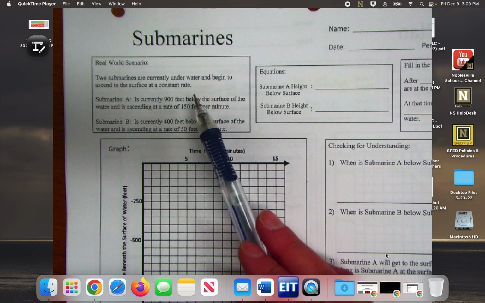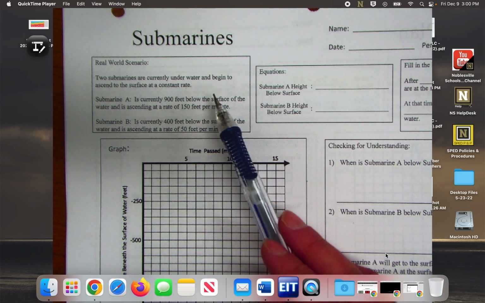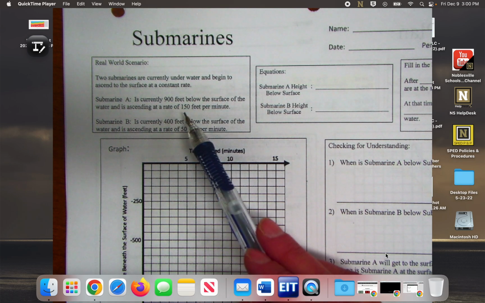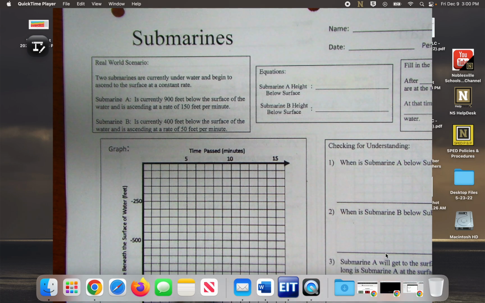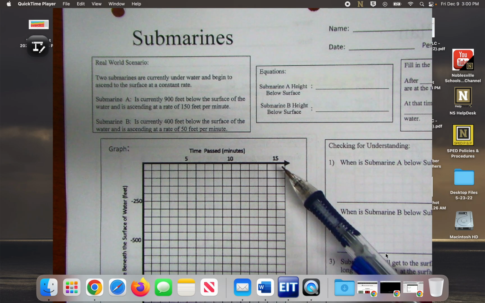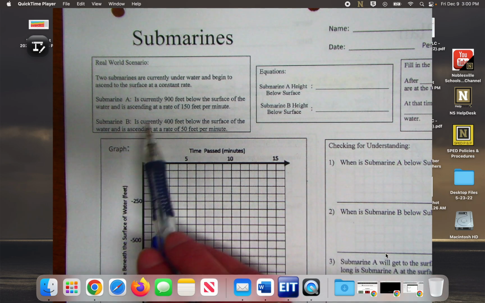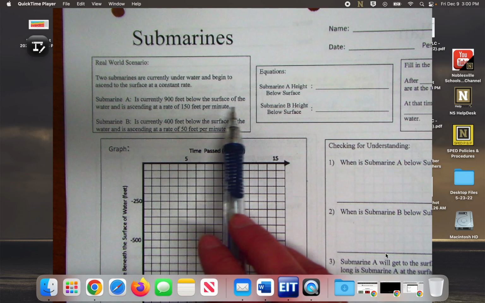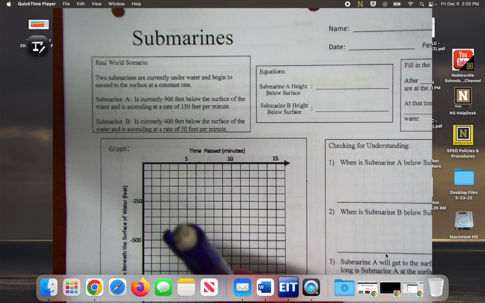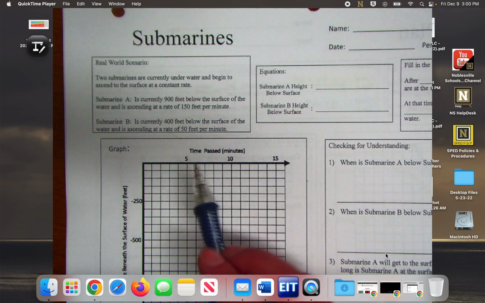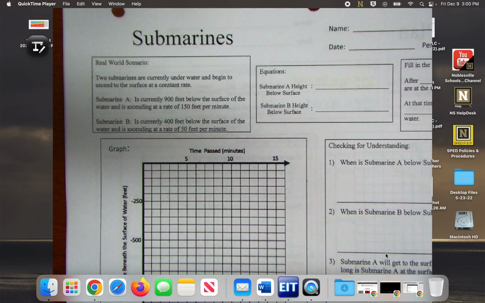Let's look here at the submarine example. We have these two submarines currently underwater, and they begin to ascend, so we know that they are going up closer to the surface at a constant rate. Submarine A is currently at 900 feet below the surface and is ascending at a rate of 150 feet per minute.